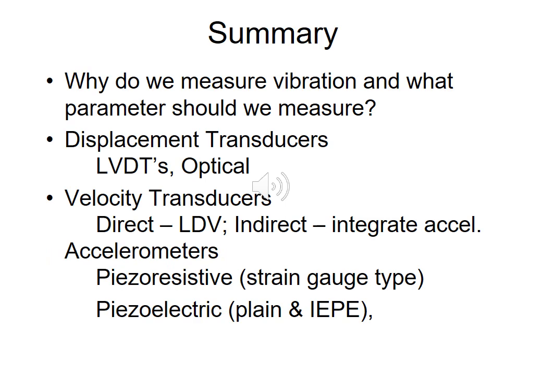So in this lecture, we've looked at the measurement of vibration, and we've talked about why vibration is an important thing to measure, and what the optimum parameter to measure should be. We've looked at different types of transducers that enable us to make measurements directly of displacement, of velocity, and of acceleration, and we've described the performance of those transducers and their capabilities with respect to different levels of vibration and different frequencies of vibration.